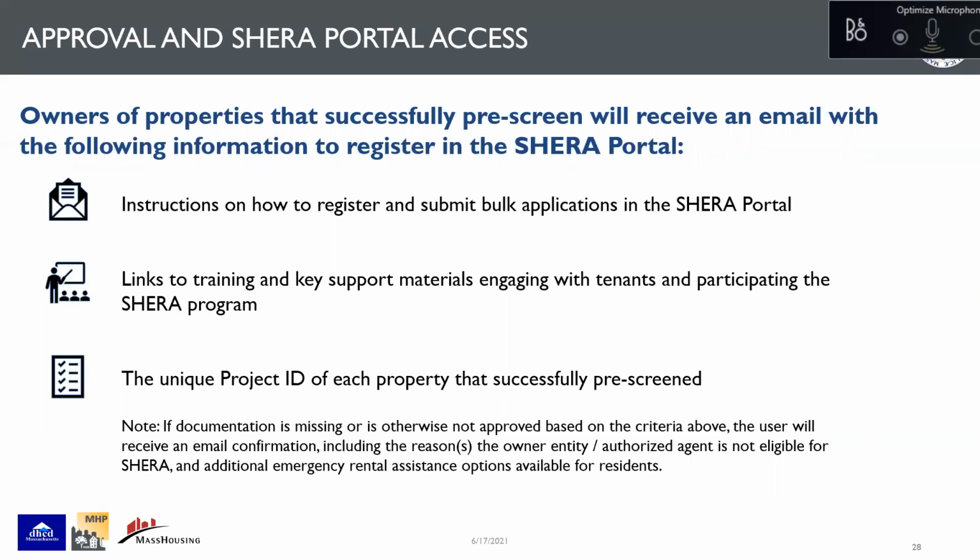So the pre-screening is done online through an online form submission. And once you have successfully pre-screened, you will receive the following information to register in the SHERA portal. First is instructions on how to register and how to submit bulk applications. Second is links to training and key support materials, both engaging with residents and participating in the SHERA program. And then third is the unique project ID for each property that was successfully pre-screened.